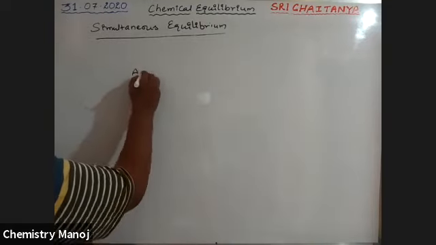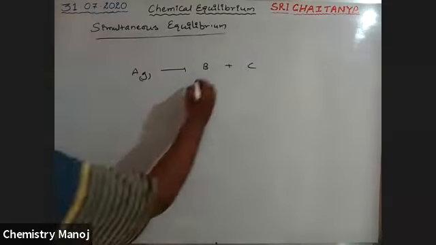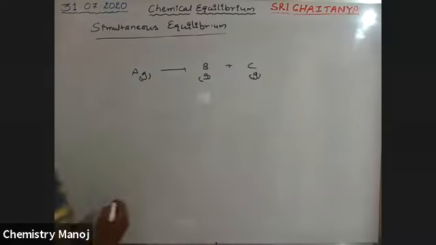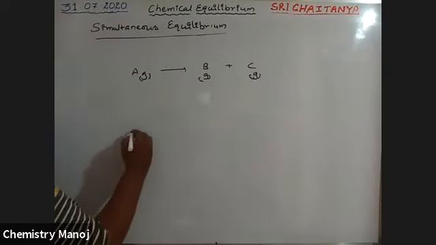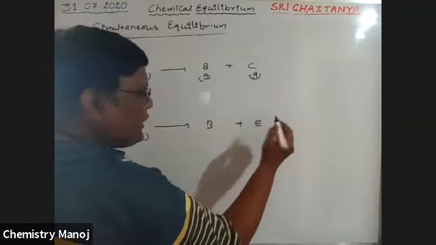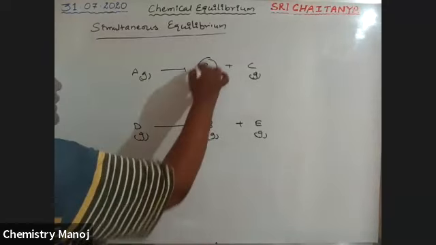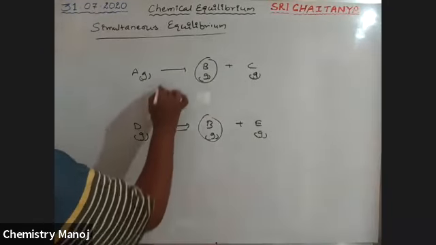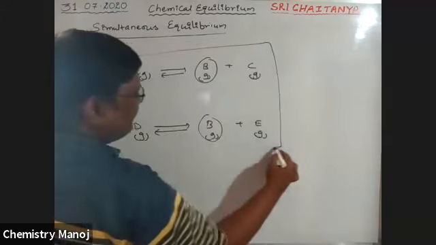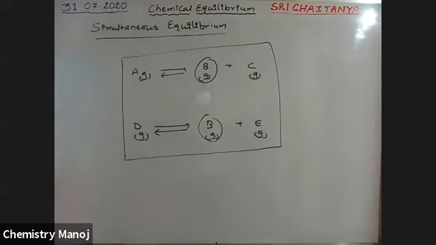One more example. There is a gas A that gives B gas plus C gas. There is another chemical, D gas, which is in equilibrium with B plus E, which is also a gas. See, my dear boys, here B is there, here B is there. Both equilibria take place in a single container. At least one of the products or reactants is common. That type of equilibrium is called simultaneous equilibrium.